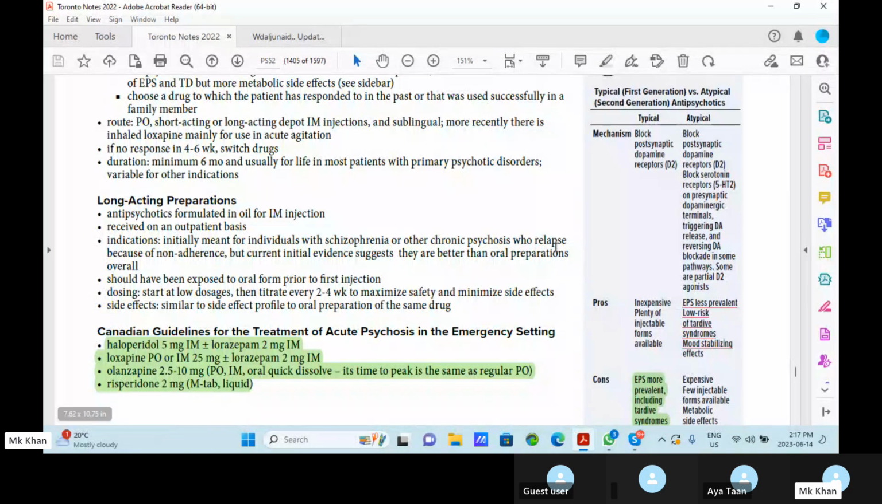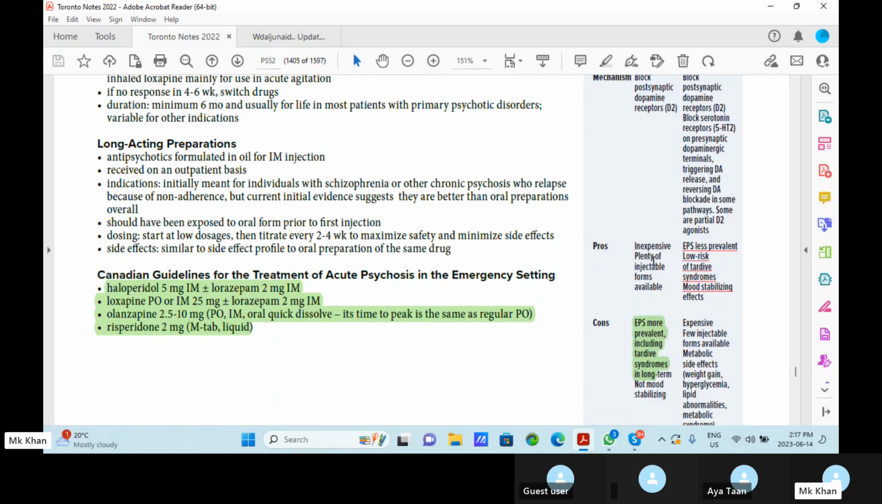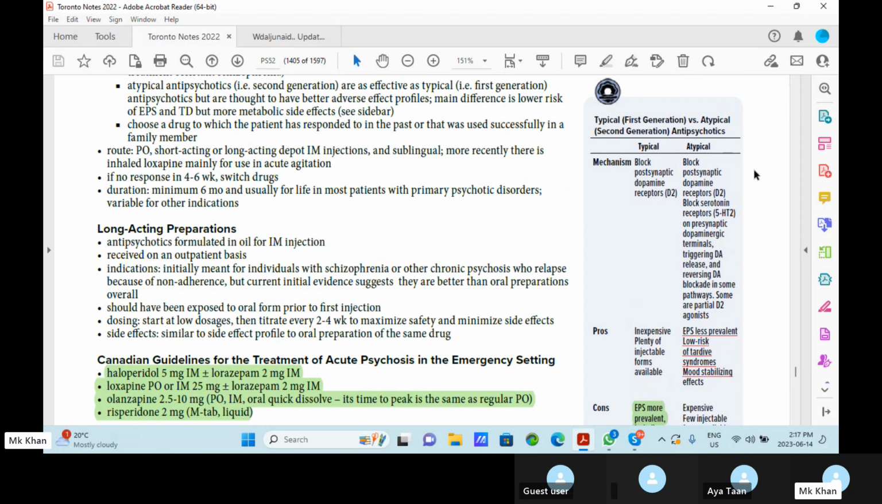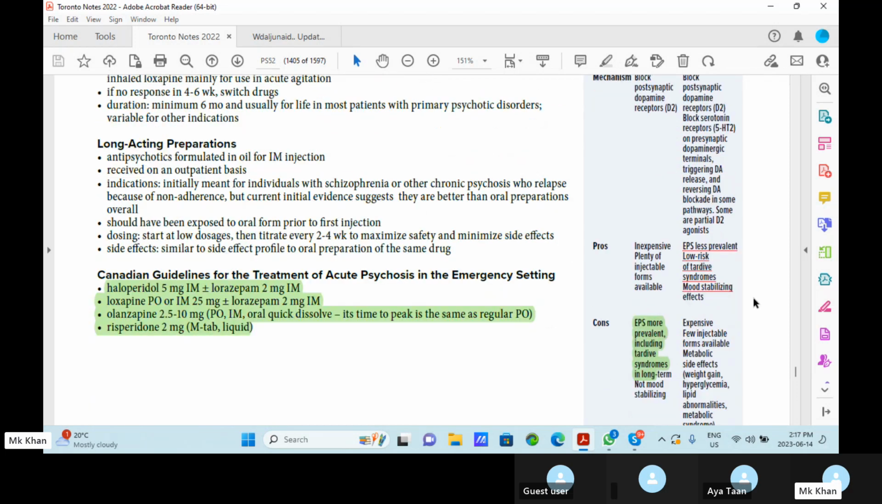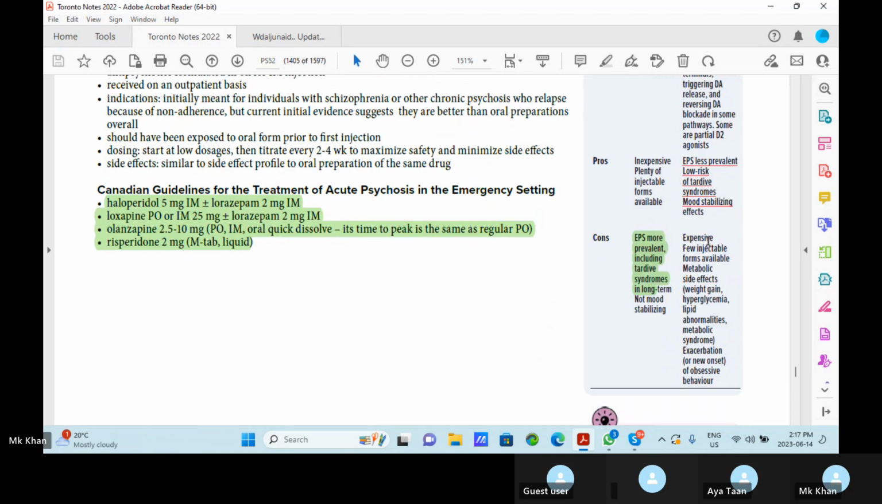And now this one is the first generation and the atypical, that is the second generation. So this one blocks D2 receptor and this one D2 plus serotonin receptor on presynaptic dopaminergic. So this is the main difference. And then this is inexpensive, injectable form, and EPS less prevalent. So the most important one to remember in the first and second, I think, is the less EPS with the second generation.